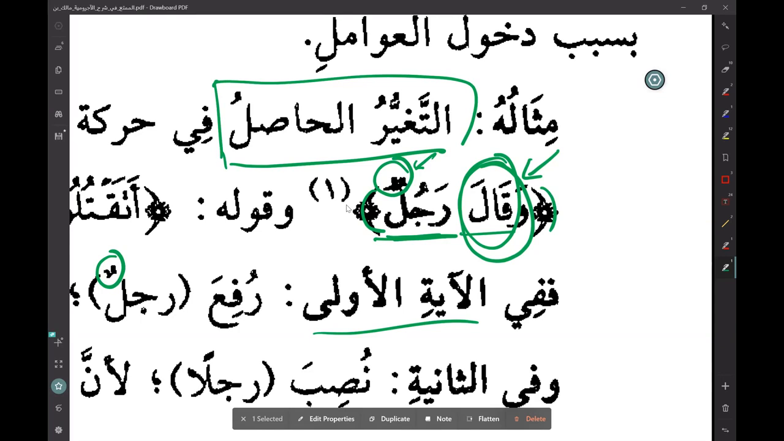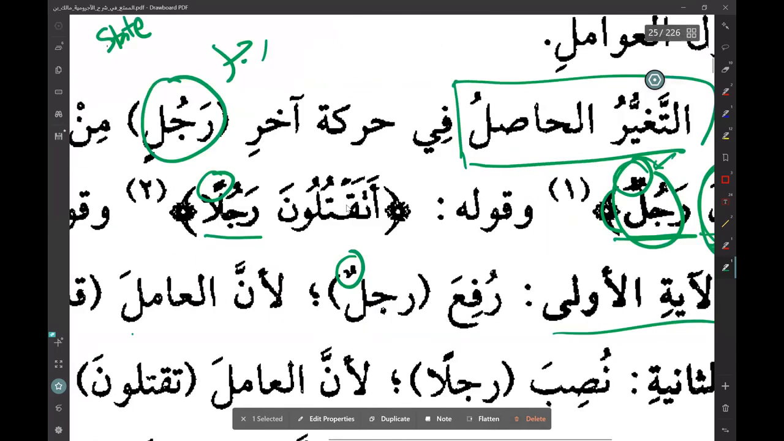You understand how they want to see it? It's a little bit tricky, honestly. It's very picky even for my taste, but I just have to explain that to you, otherwise you might get into confusion, right? So they want to say the word that is making this one dhamma, the amil, is the verb qala. Okay, then the other question comes, because the rajul is the fa'il of the qala. Same thing, it will say the word.